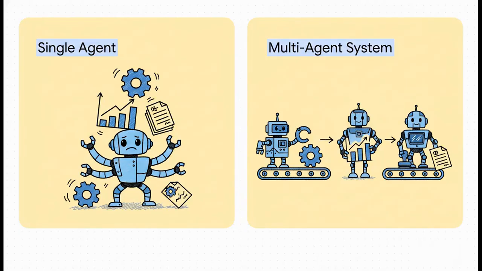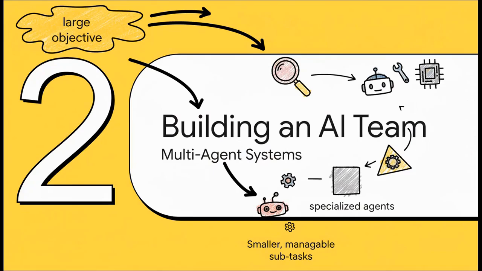But look, a lone worker, no matter how clever, is eventually going to hit a wall. When a problem gets really big or needs a whole bunch of different specialized tools, a single agent can start to get confused or just bogged down. For the truly complex stuff, you're going to need more than a solo expert. You're going to need a team. Which brings us to multi-agent systems.